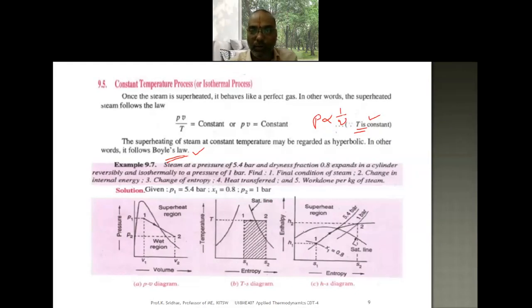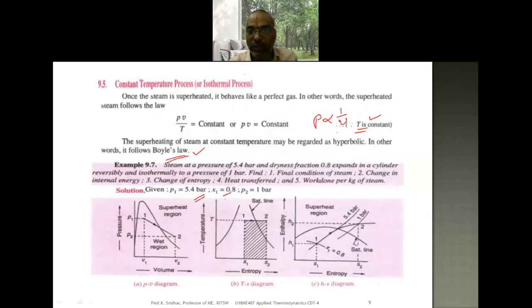Just go through the problem. He has given P1 equal to 5.4 bar, and the initial condition of the steam is wet, with dryness fraction X1 equal to 0.8. It expands in a cylinder reversibly and isothermally, so he has given an isothermal expansion process to 1 bar. So P2 is equal to 1 bar. Now he is asking for these five important points. The only thing is how you can mark point number 1 and point number 2 on the Mollier diagram. That is very important.